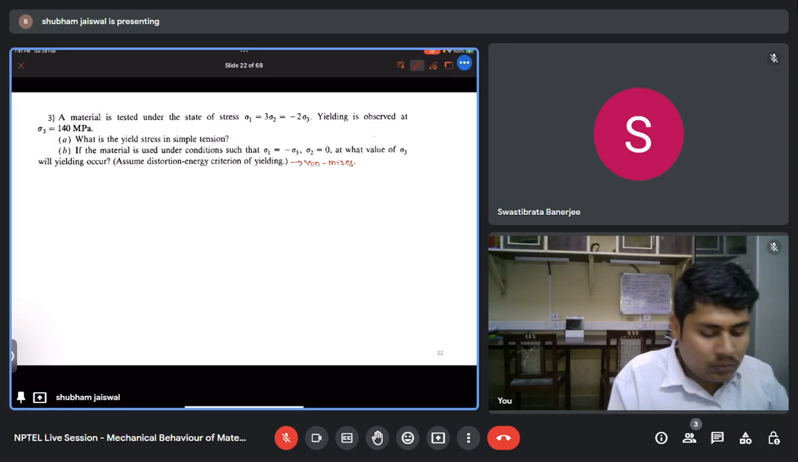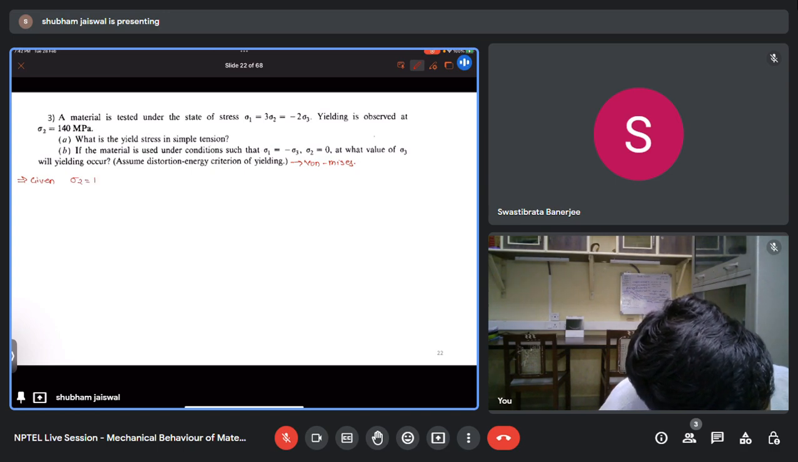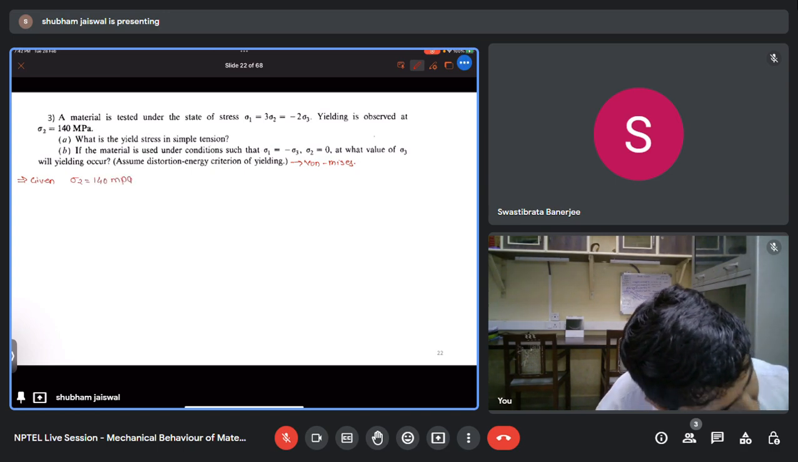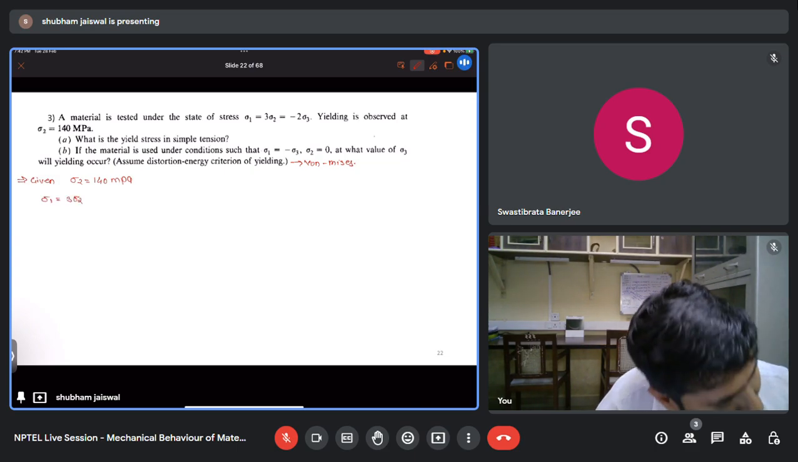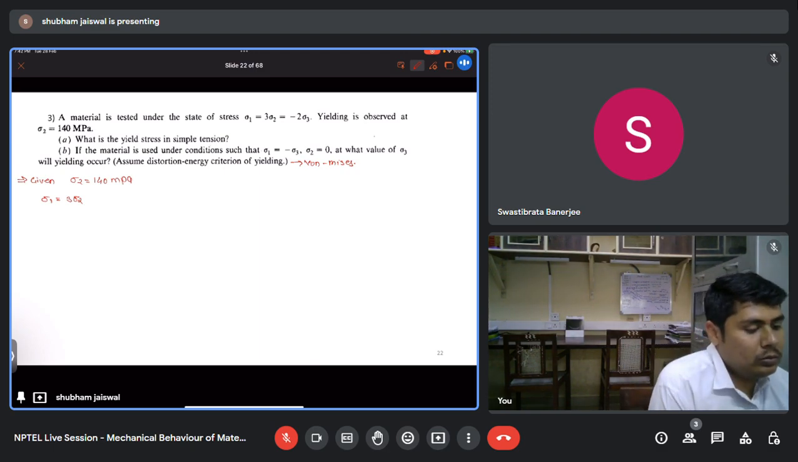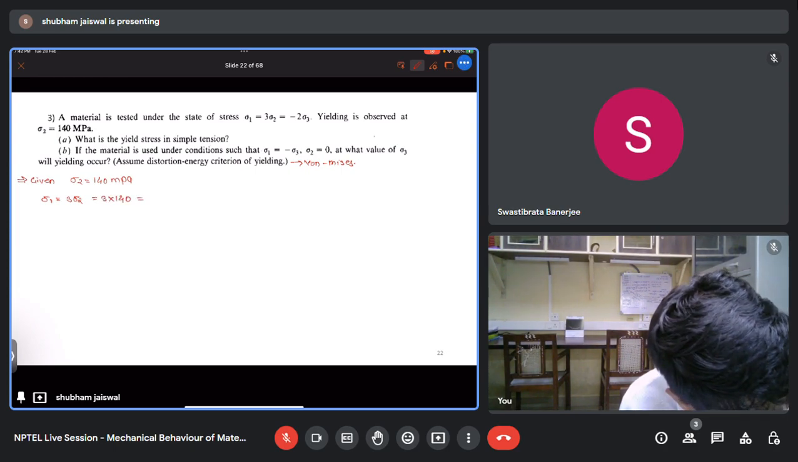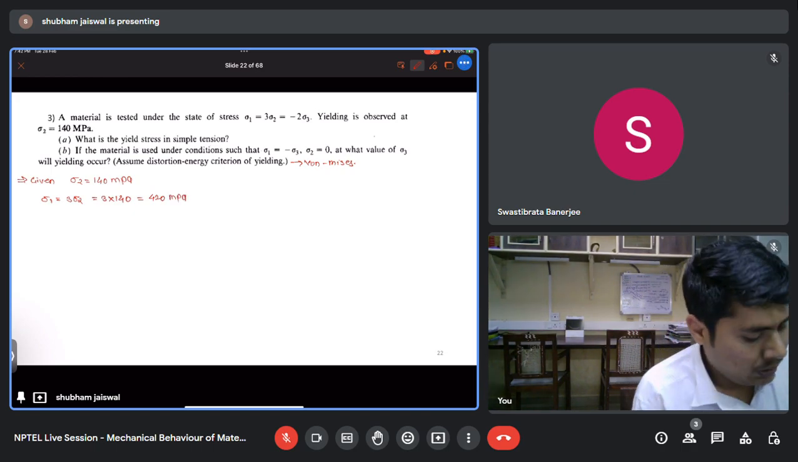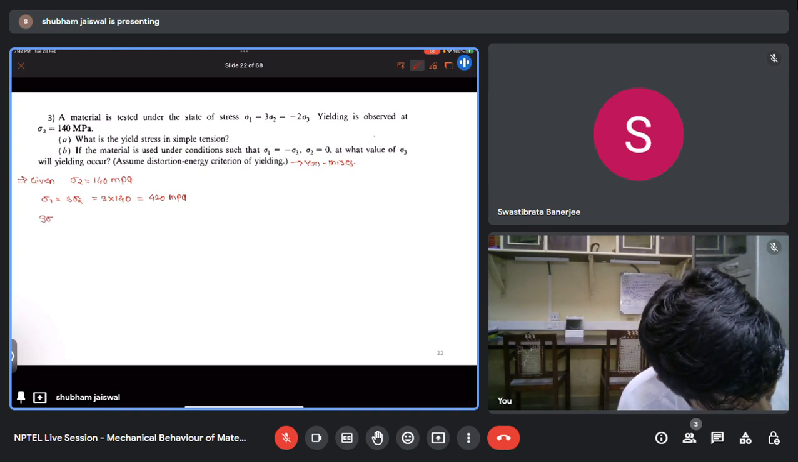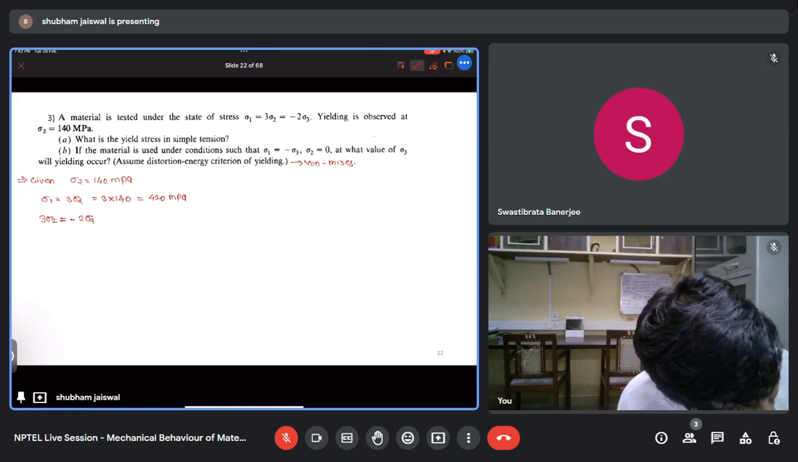So here, let's write the given. They have given that sigma 2 is equal to 140 MPa, sigma 1 is 3 sigma 2, that is 3 into 140, which is 420 MPa. Now we have 3 sigma 2 is equal to minus 2 sigma 3.